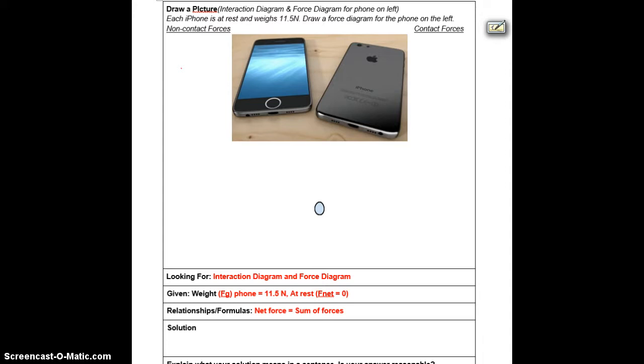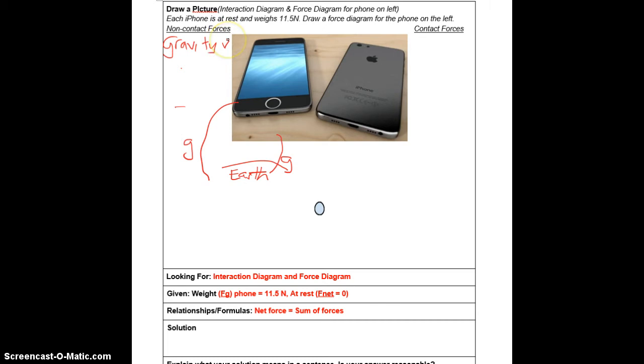For the solution, I want to create the interaction diagram and then the force diagram. I'm going to make the force diagram for the object on the left. The one other thing I like to do is go ahead and put the Earth in here. I'll go through my non-contact forces, and we're really only talking about gravity in this case. Between the iPhone and the Earth, I've got a force of gravity. Between the table and the Earth, I've got a force of gravity. I think that pretty much takes care of the non-contact forces.